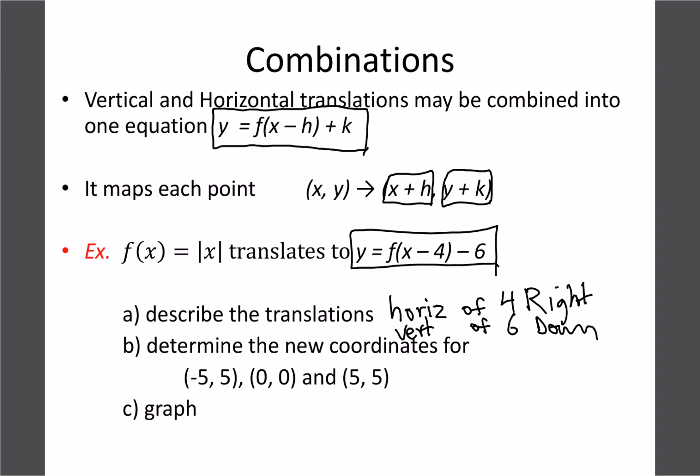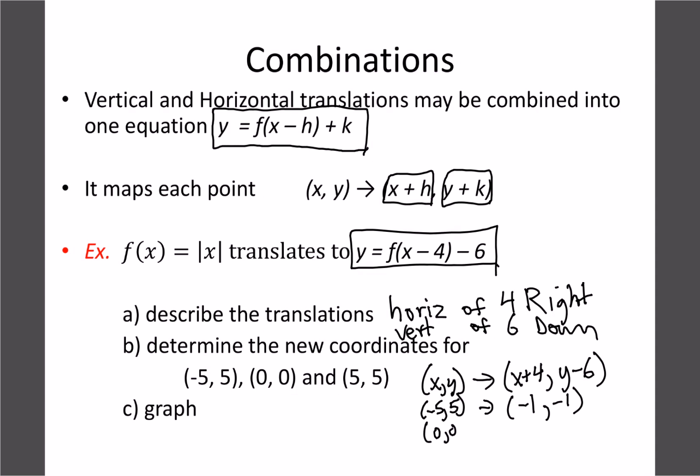Now it would be nice to do a quick mapping. Our x, y coordinates, whatever they happen to be, are going to change. If we go 4 right, we'd be adding 4, so we'll write x plus 4 for the x coordinates. 6 down would be y minus 6. Now we can apply that to any coordinate we have. I give you 3 coordinates, so let's quickly figure those out. For (-5, 5), if we go 4 to the right, -5 plus 4 is -1, and 5 take away 6 is also -1. So that's where that coordinate's going to go.